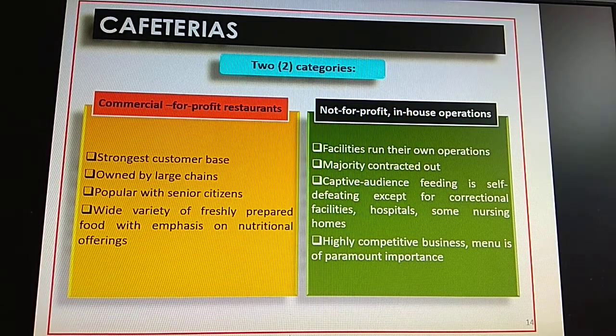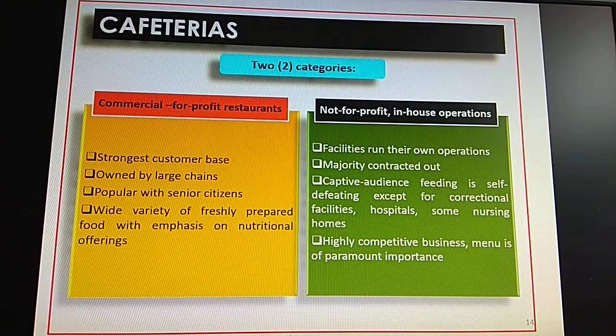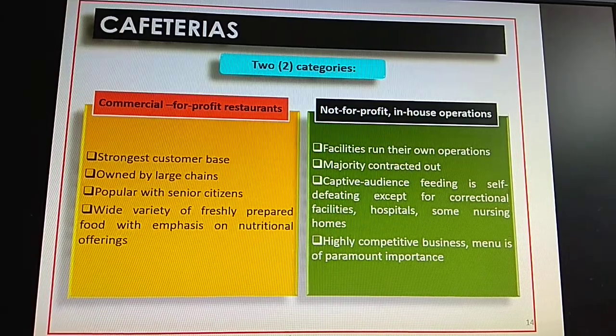Why do we call it a highly competitive business? Because the menu or the demand of the menu is not being sought by the guests, but instead it is being sought by the policy makers. So when the policy makers demand the menu should be healthy, should be nutritious, should be in good portion, should be attractive, the caterer that is taking the contract to deal with the in-house operations has to comply with the requirements.